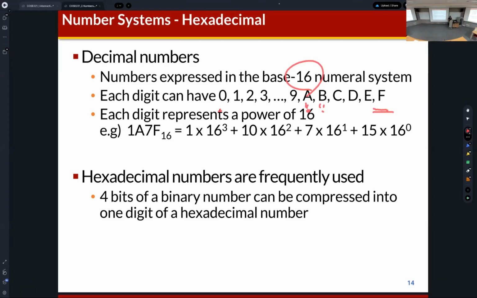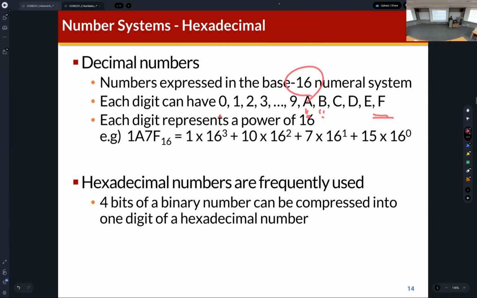Actually, we can apply the same rule as for calculating decimal numbers. Each digit represents a power of 16. So this means 16 to the power of 0, and this means 16 to the power of 1, and 16 to the 2, 16 to the 3. You can calculate this number with this equation, the same way.